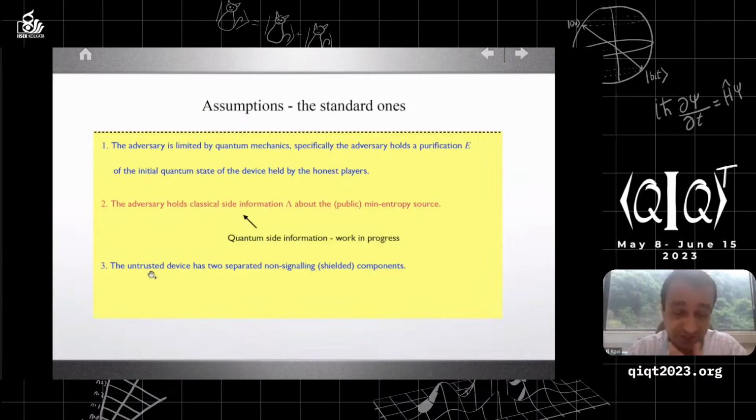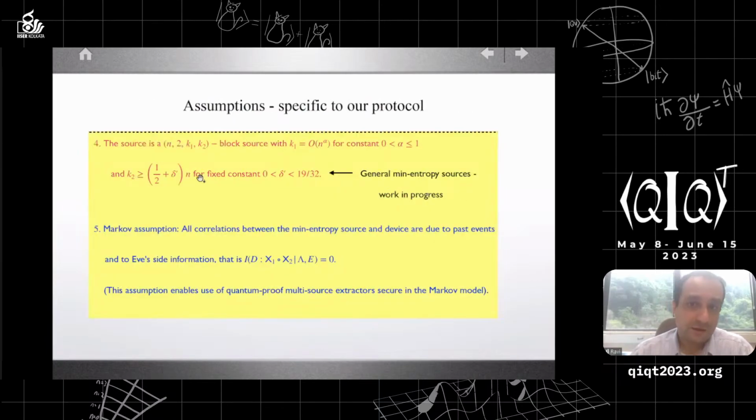The third assumption is that the device has two separated shielded components, which is needed in order to run the Bell test. The fourth assumption is that the source, the seed that we are using, is a two-block source. Specifically, the first block has quite high min-entropy, of order n to the alpha for alpha less than or equal to 1. Remember that I said that k is in between 0 and n, and the larger the k, the more the randomness in the source. So k1 here is quite large.